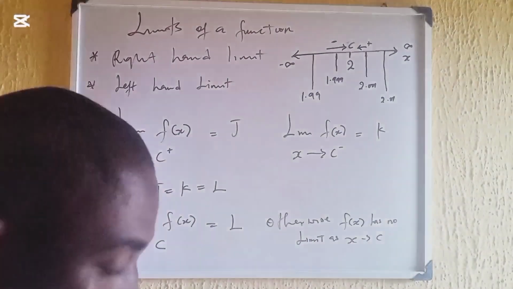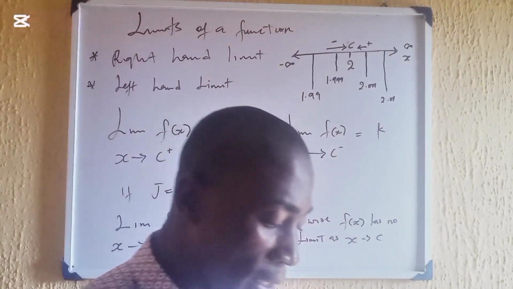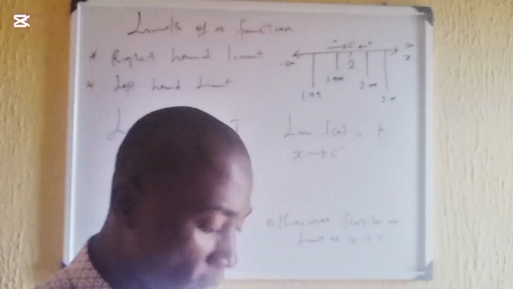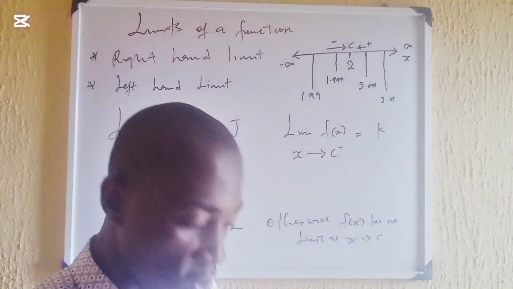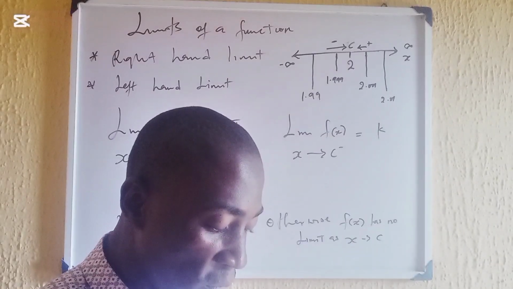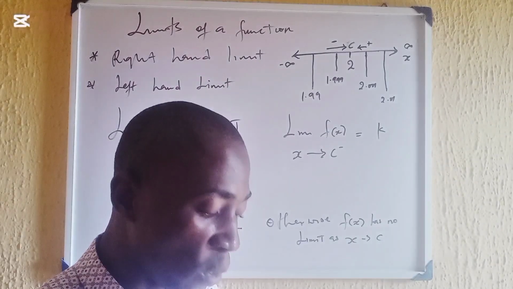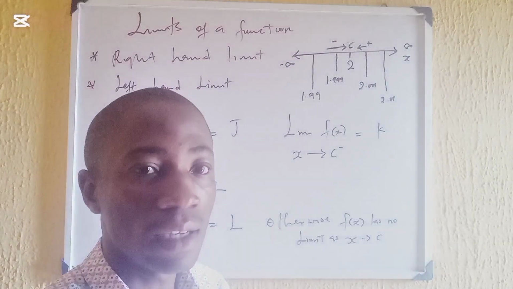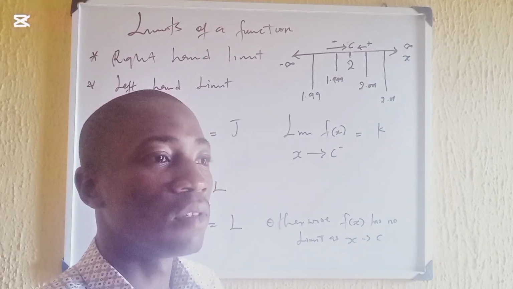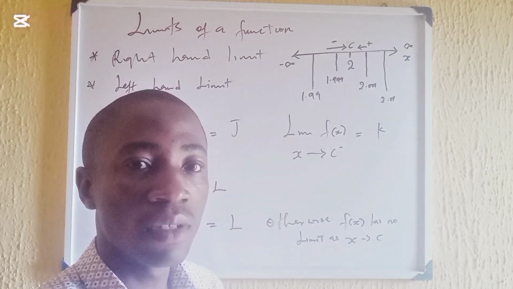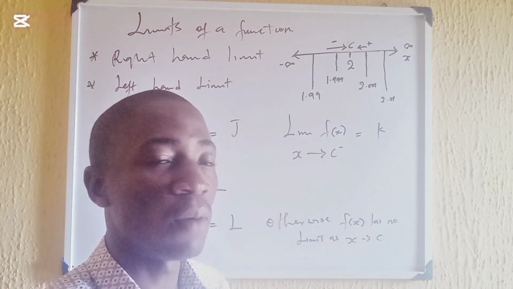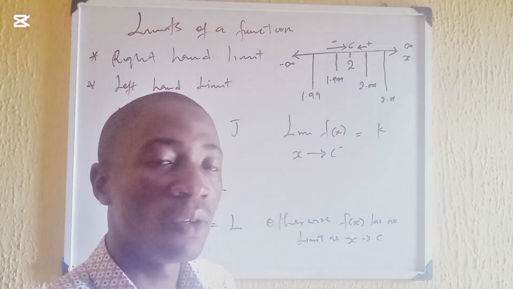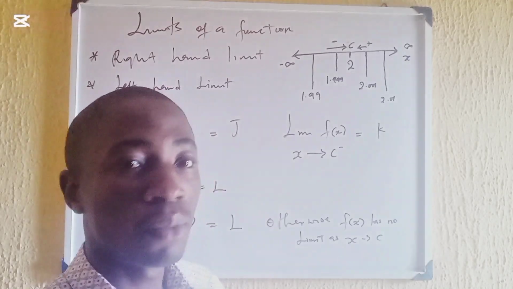So, what's the right hand limit about? The right hand limit of a function describes the value that a function approaches as the input value gets closer to a point from the right hand side. Because the fact that you're approaching a point doesn't mean that if you're approaching from the right, you get the same value you are supposed to get when you're approaching from the left.